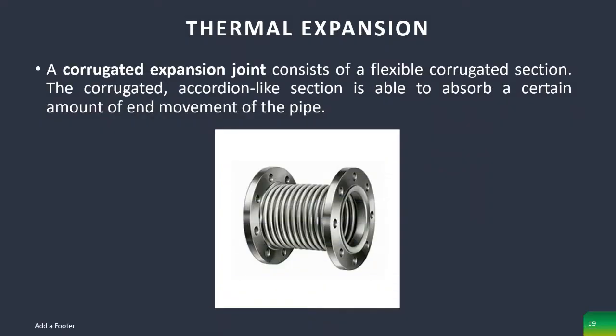Next is the corrugated expansion joint. This consists of a flexible corrugated section. The corrugated accordion-like section is able to absorb a certain amount of end movement of the pipe. So itong paikot na to is the corrugated or the accordion-like section. Makikita nyo dito sa picture.